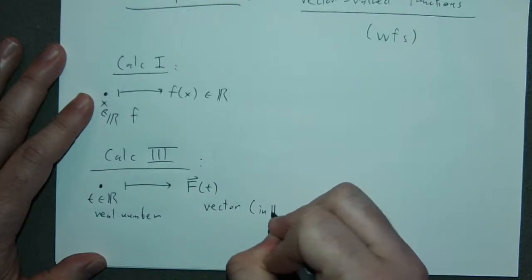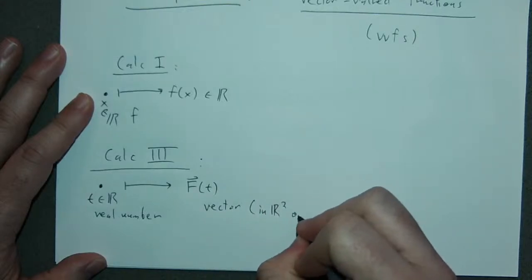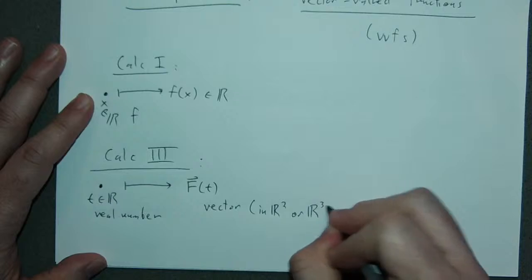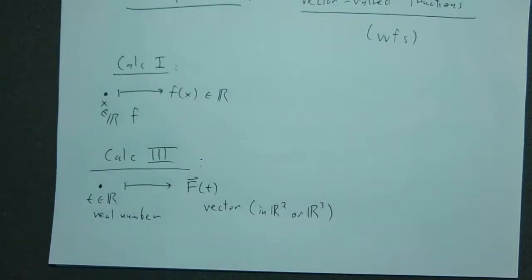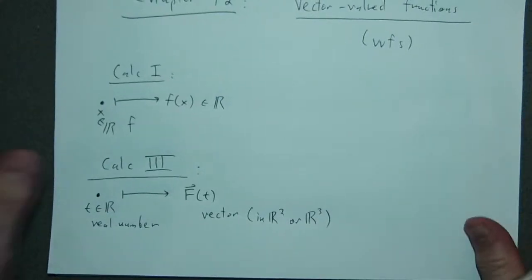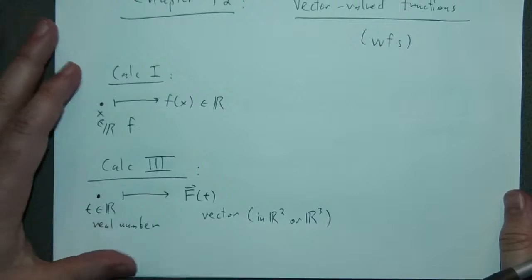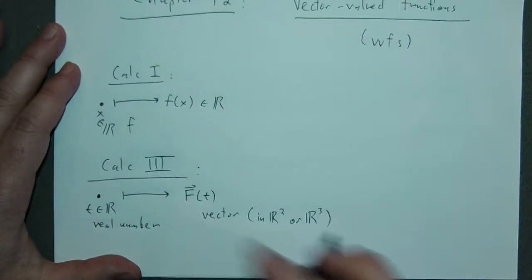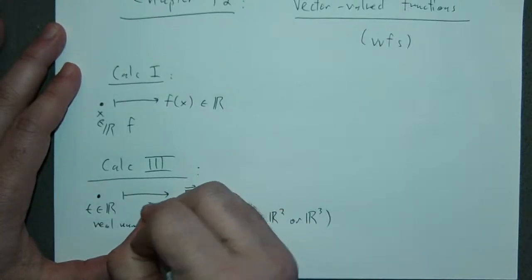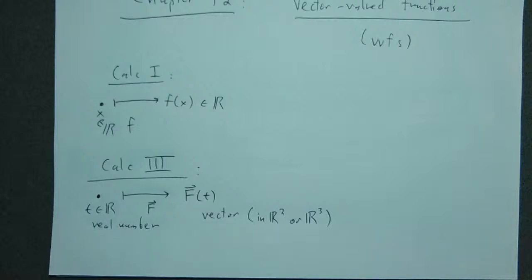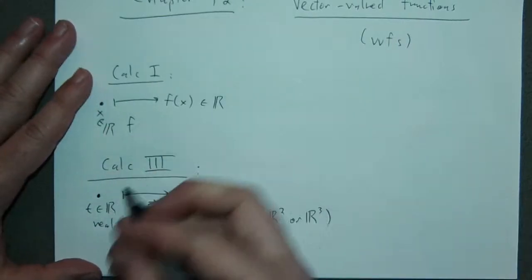So that vector could be in R2, could be in R3. It could, of course, be in higher dimensional spaces, but for us, we're just going to stick to R2 and R3. And so this function, big F, that assigns to each real number in its domain a vector is called a vector-valued function. So this is going to be the first thing that we do in Calc 3 that's different from what we did in Calc 1 and Calc 2.